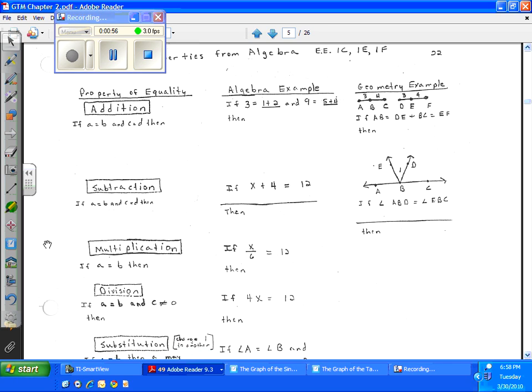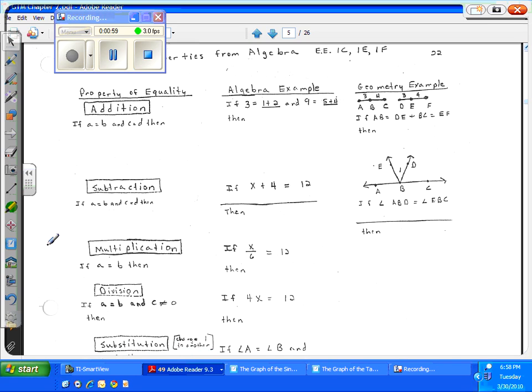Now, addition property of equality says if A is equal to B and C is equal to D, then A plus C is equal to B plus D. That sounds like gibberish when you first hear it, but let's analyze this a little bit closer. What it really says, if A is equal to B, that's one statement. And this gets to be important when we're doing proofs.